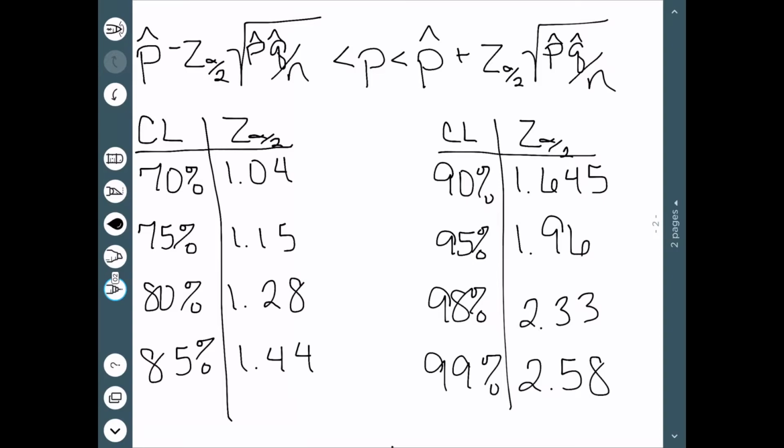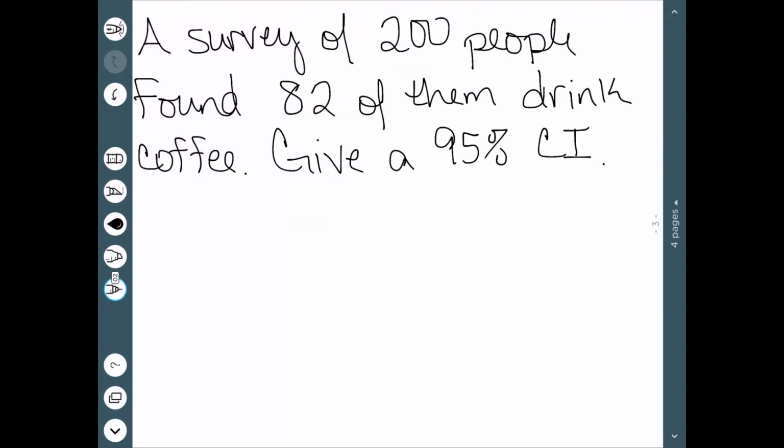So let's look at a couple of examples. Let's suppose we do a survey of 200 people and we find that 82 of them drink coffee. We want to find a 95% confidence interval. The first thing we need to find is our margin of error, which is that Z times the square root of P hat Q hat over N. A 95% confidence interval, if I look back at that table, would be 1.96.